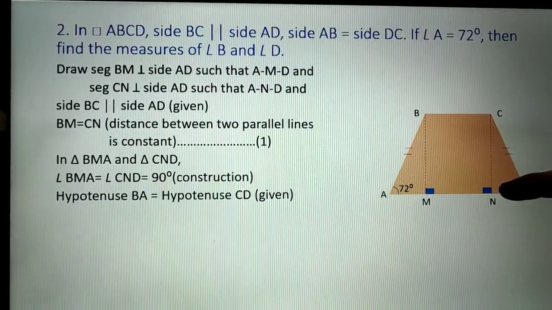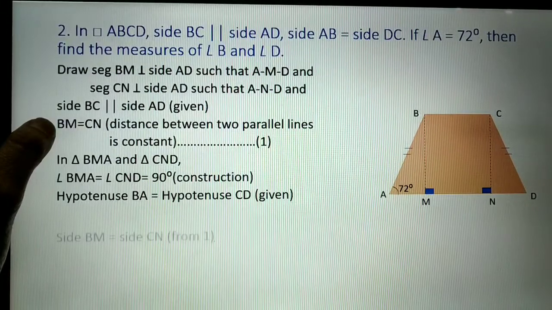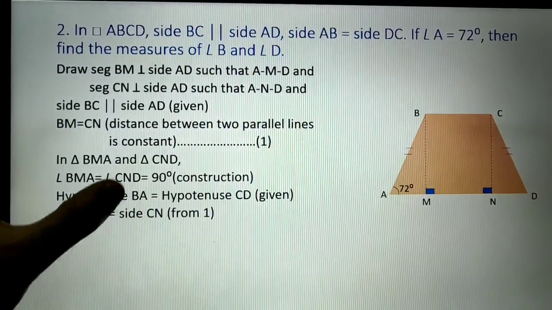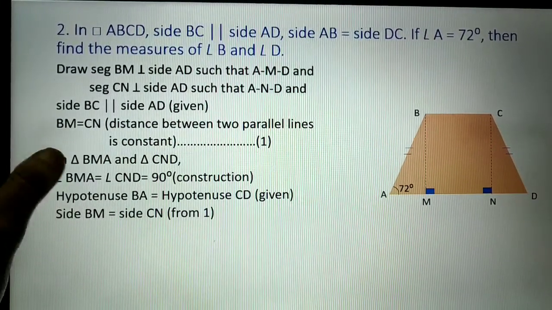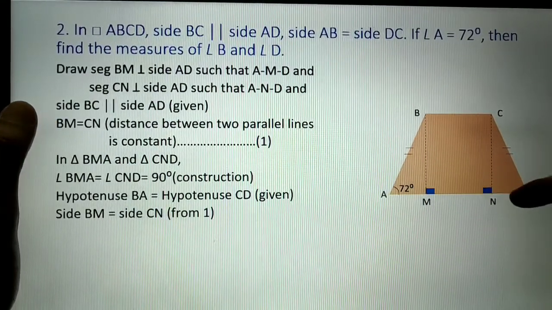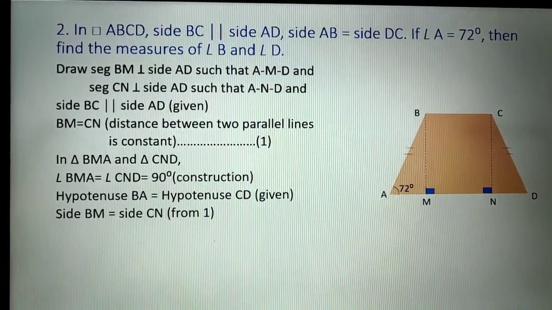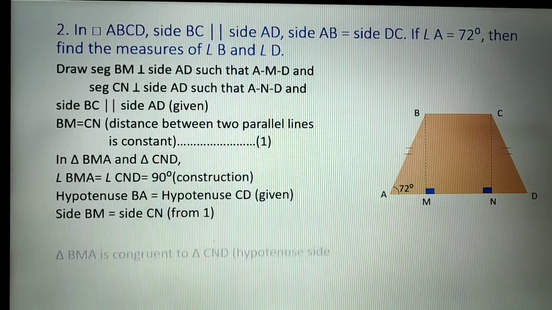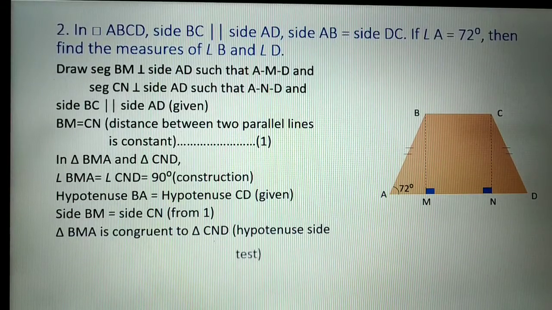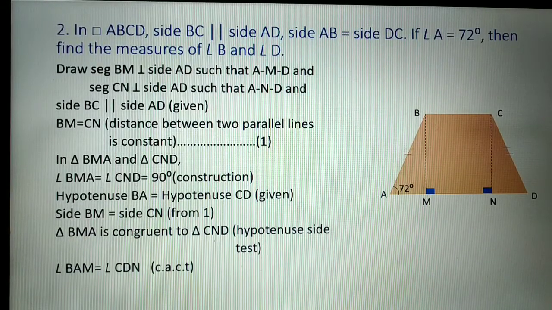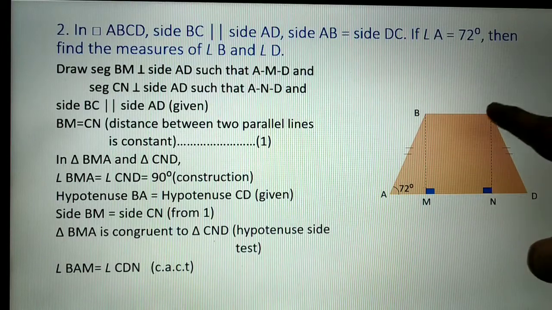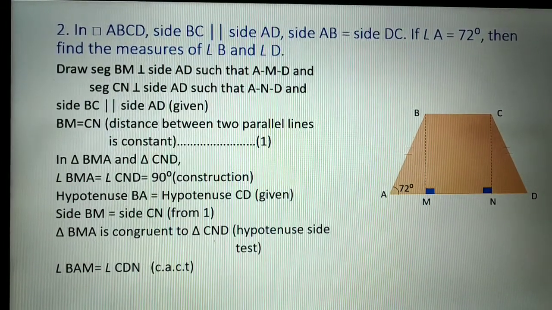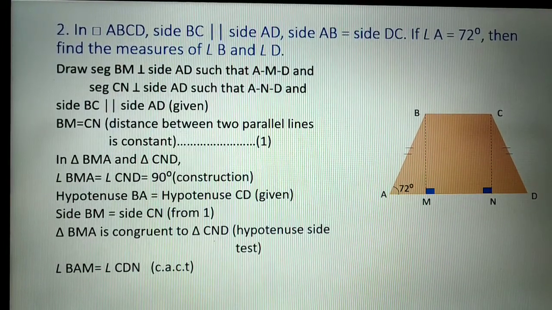Okay, which we have shown they are congruent, right? So we'll say BM is equal to CN from 1. These two triangles are congruent by the hypotenuse-side test, and therefore angle BAM is congruent to angle CDN by CACT. Once the two triangles are congruent, the remaining angles and the remaining sides also become congruent.